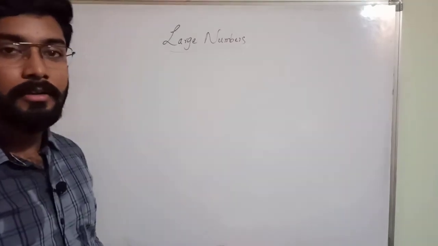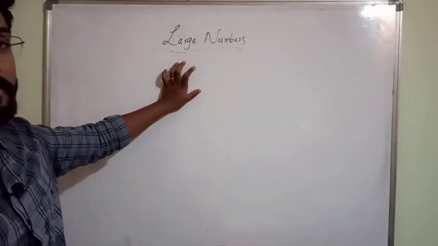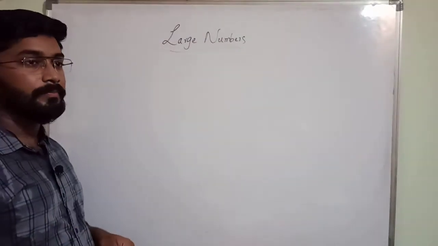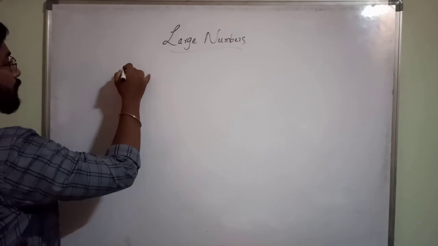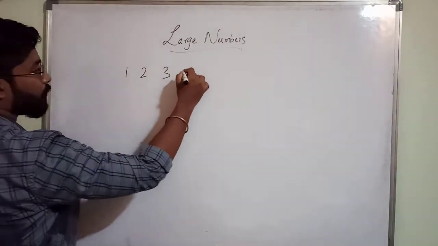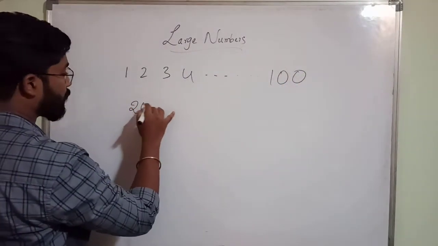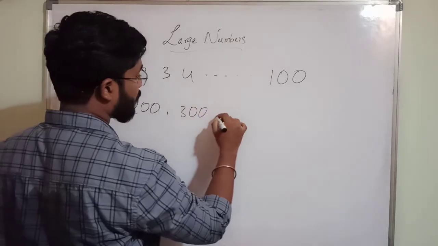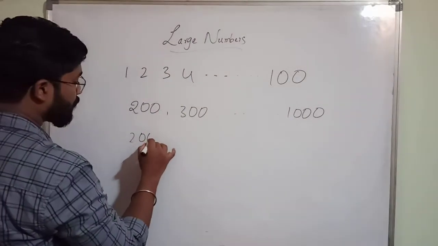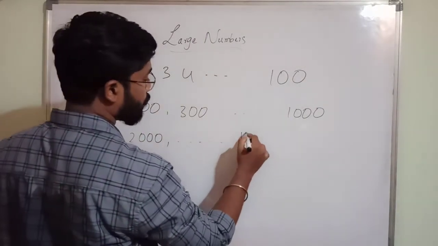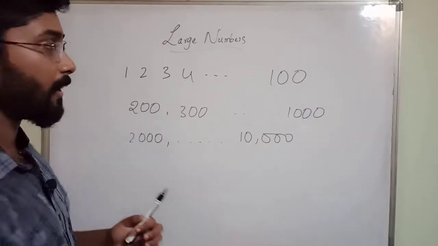Hello students, now we are going to discuss your first lesson, that is large numbers. What are large numbers? You may have learnt in your smaller sections numbers from 1, 2, 3, 4 and so on up to 100, 200, 300 like that up to 1000, 2000 and so on up to 10,000. Now we are going to learn them in a clear manner.